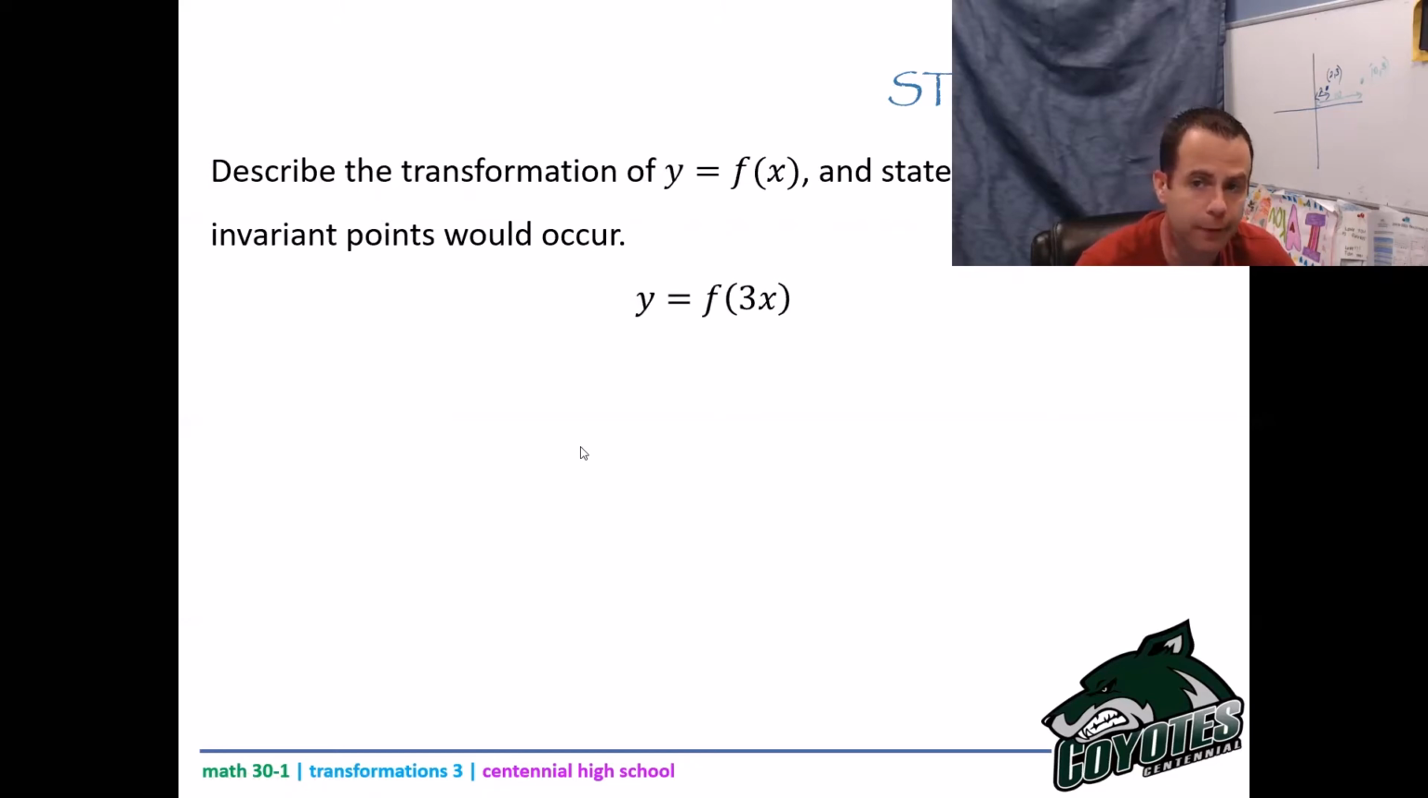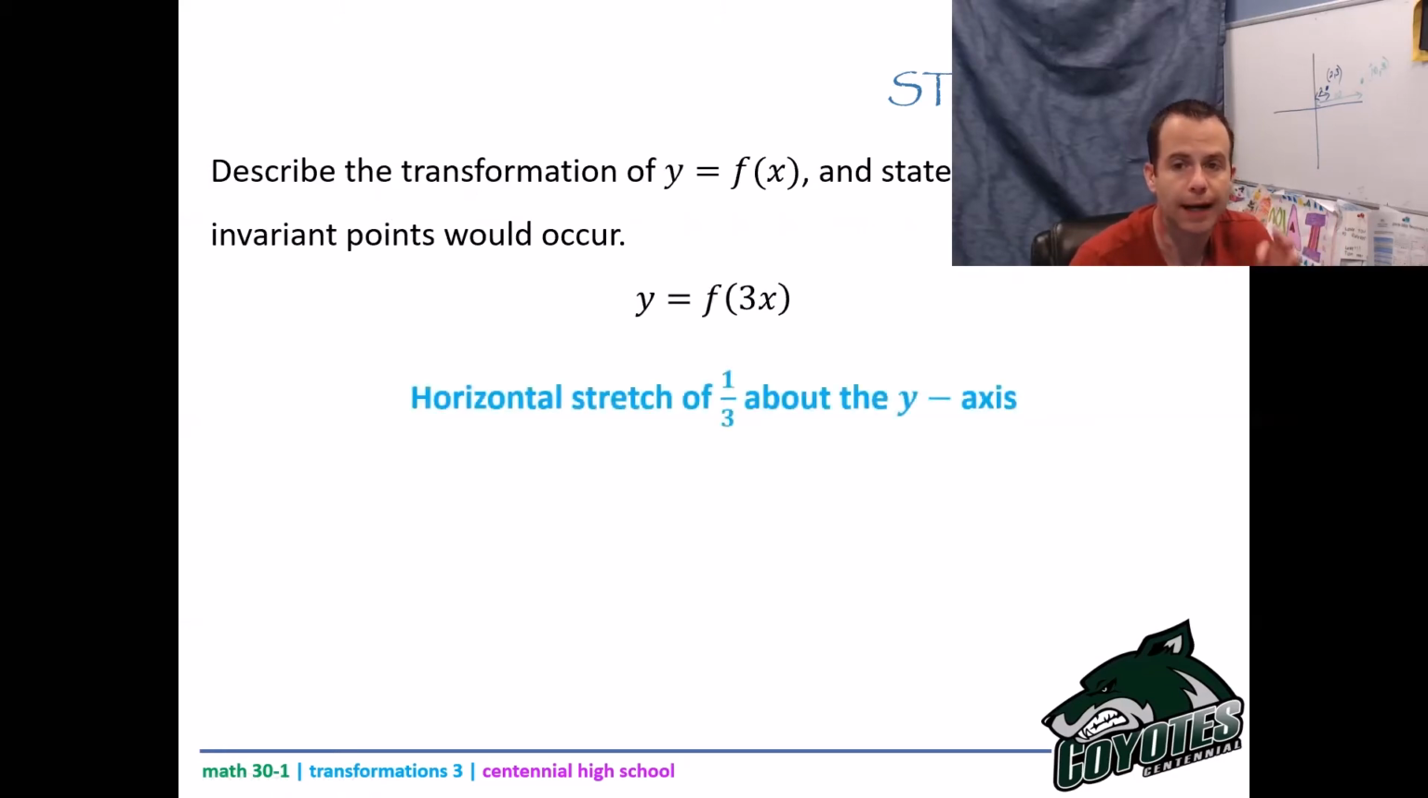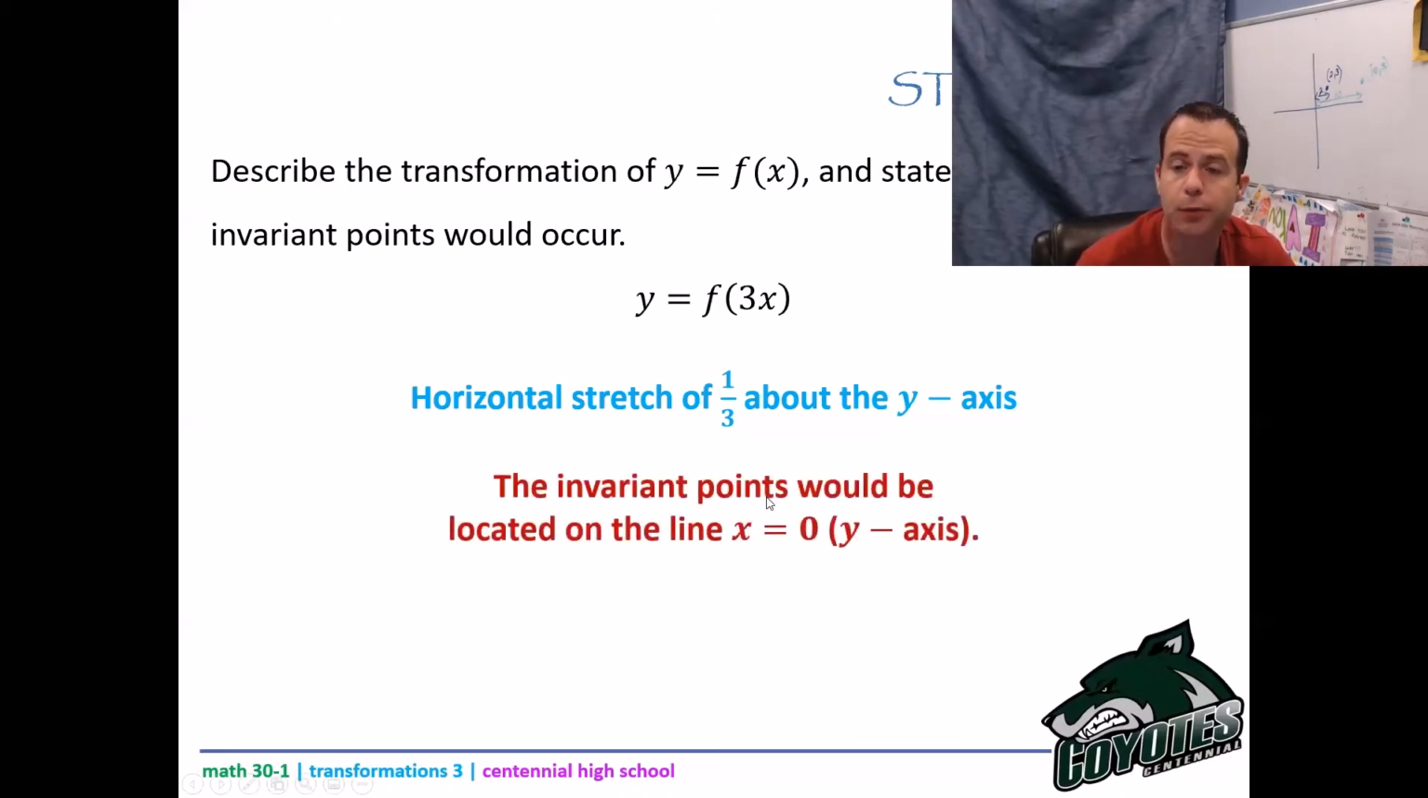Okay, so describe the transformation of y equals f(3x) and state where the invariant points would occur. So here we have a b value. You would want to say that's a horizontal stretch of 1/3 about the y-axis. So again, I'm very specific with what I need here. I need the word vertical or horizontal. I need to know that it's a stretch. I need to know what factor it's by, and I need to know what line it's against. For Math 30-1, we will only ever do it against the y-axis or the x-axis, but you still need to tell me that, okay? And the invariant points would be on the line x equals 0 or on the y-axis, however you'd like to state that.